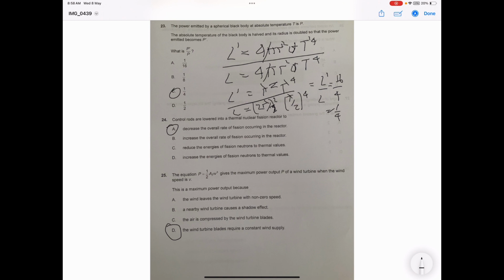Wind turbine blades require constant wind supply. I can't see C really affecting the maximum power. The air is compressed by the wind turbine blades. A shadow effect I've never heard of before. The wind leaves the turbine with non-zero speed. Well, yes, but it always does that for any turbine, so I think the answer is D, but it's just a best guess. I don't know whether that's correct or not.